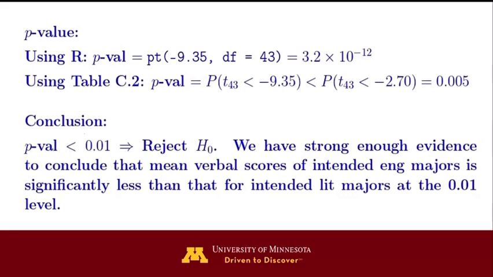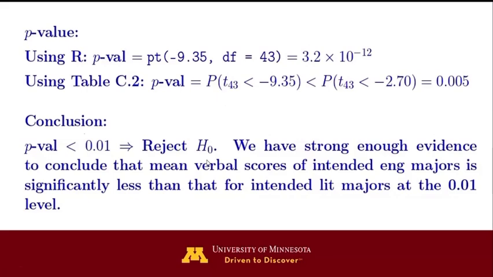We can compare the p-value with the level of significance given. The level of significance given is 0.01, and as you can see, the p-value is extremely small compared to the level of significance. So what we're going to do is reject H naught. When we reject H naught, we say we have strong enough evidence to conclude that the mean verbal score of intended engineering majors is significantly less than that of intended literature majors at that particular level of significance.